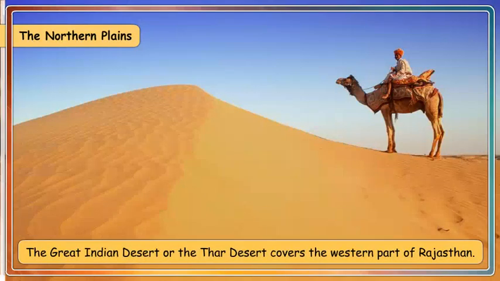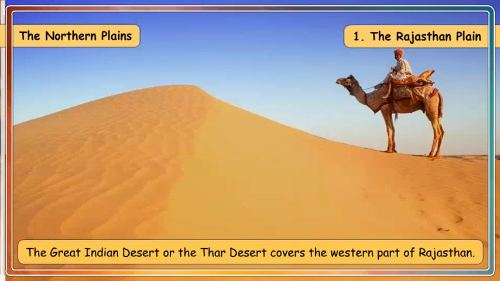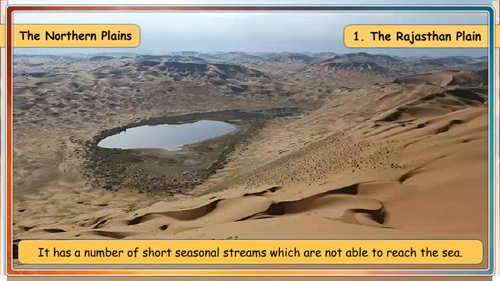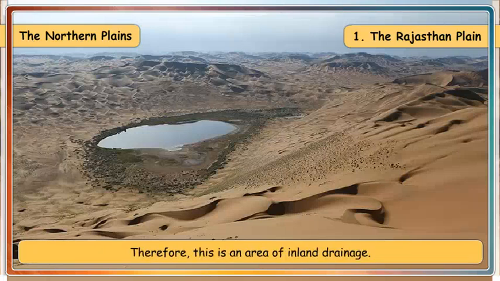The Rajasthan Plain. The Great Indian Desert or the Thar Desert covers the western part of Rajasthan. It has a number of short seasonal streams which are not able to reach the sea. Therefore, this is an area of inland drainage.